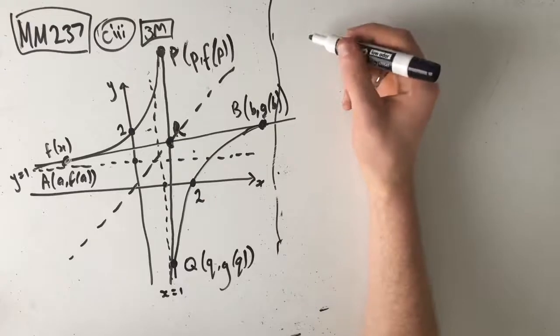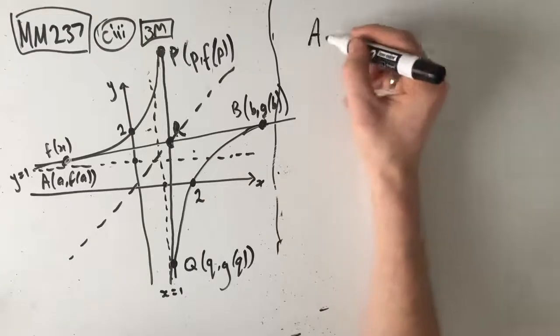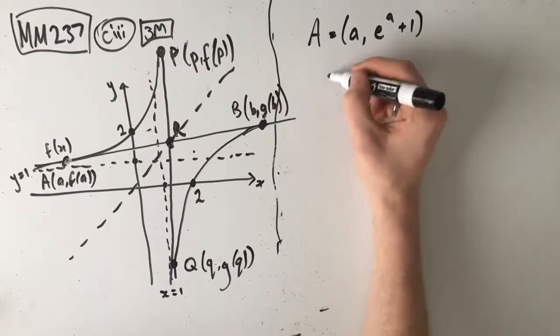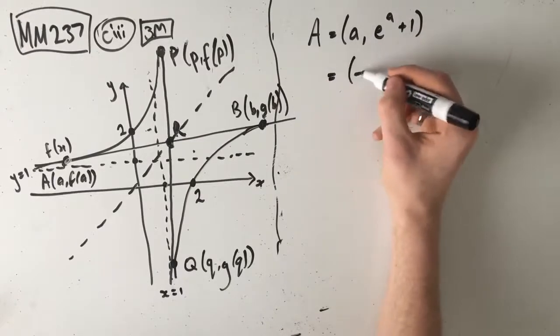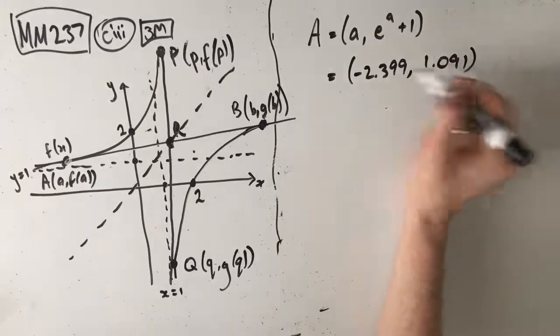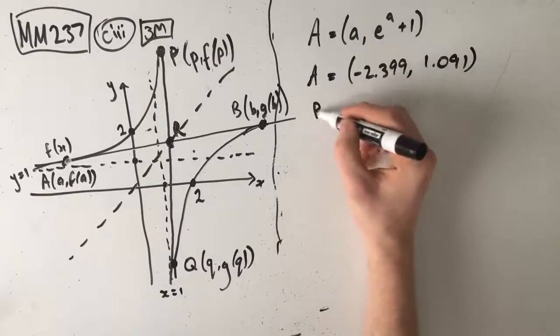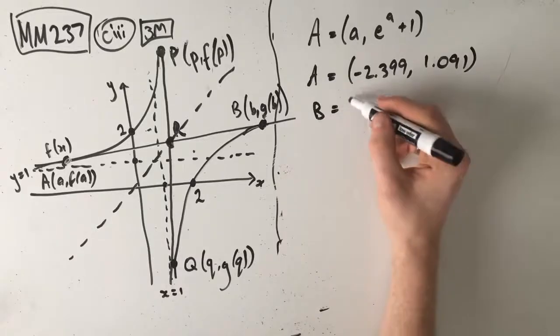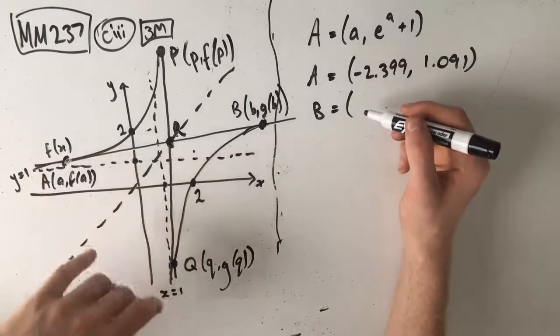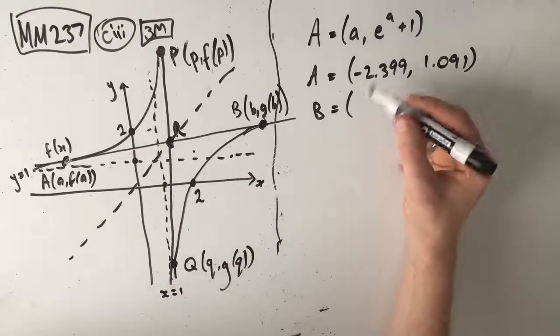Now, first things first is we know that point A occurs at e to the power of a plus 1, which is (negative 2.399, 1.091), right? So we need to know this. We also need to know where B is occurring, okay? So B, and the reason we're doing this is because we know what A and B are, and we know how to find those points, and then we're just going to flip them to find PQ, okay?